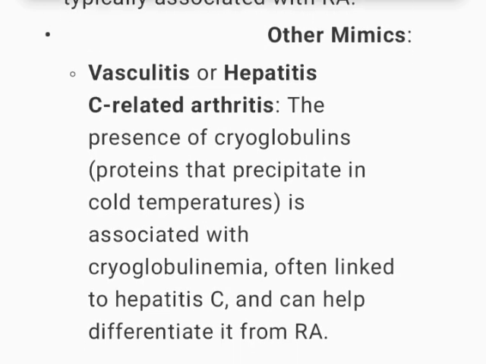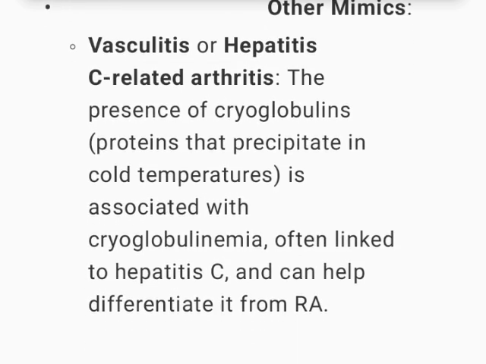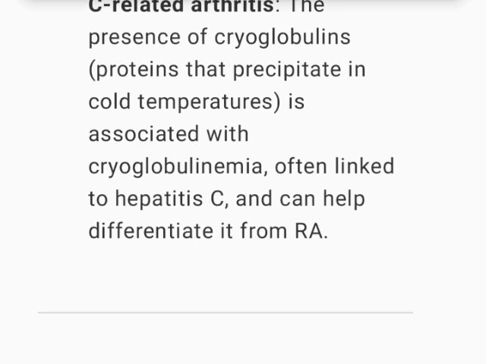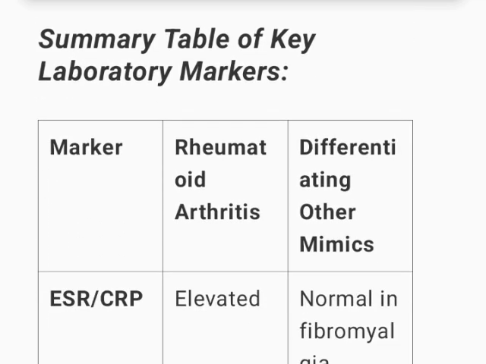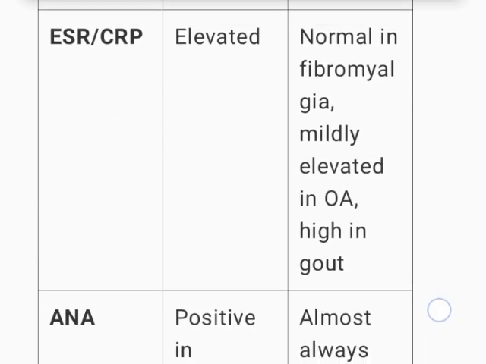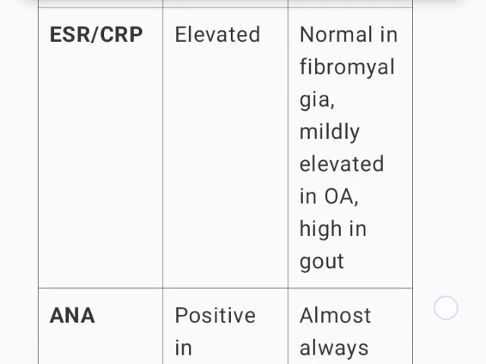Summary table of key laboratory markers. Rheumatoid arthritis. Differentiating other mimics. ESR-CRP, elevated. Normal in fibromyalgia, mildly elevated in OA, high in gout. ANA, positive in minority, 30 to 40%. Almost always positive in SLE, Sjogren's, systemic sclerosis. Anti-dsDNA, rarely positive, specific to SLE. Anti-Ro SSA, rarely positive.